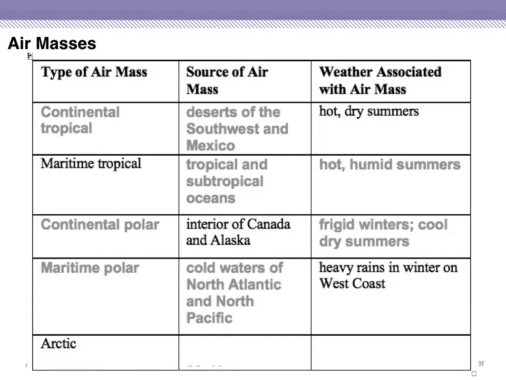Now, for the west coast, it's going to be the Pacific, and for the east coast, if we were talking about that, it would be the North Atlantic. And last but not least, the Arctic comes from the latitudes over 60 degrees north. So anything above 60 degrees north is going to be considered Arctic, and that is going to be extreme cold.